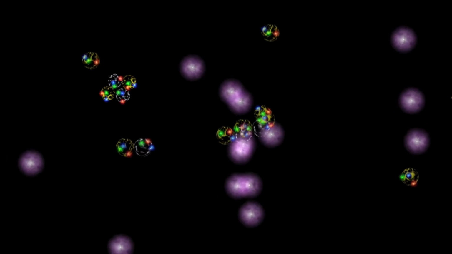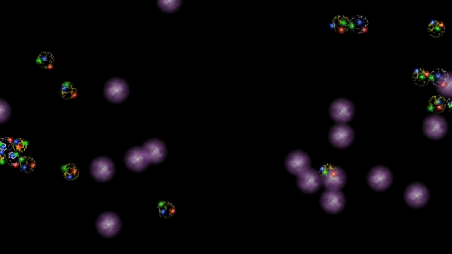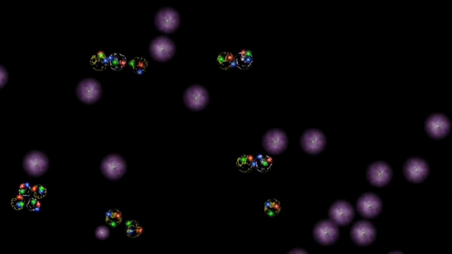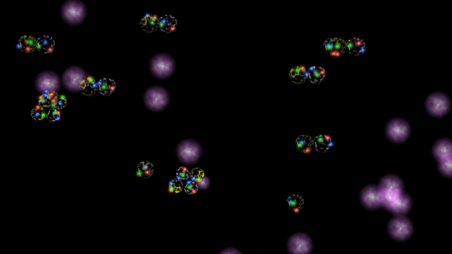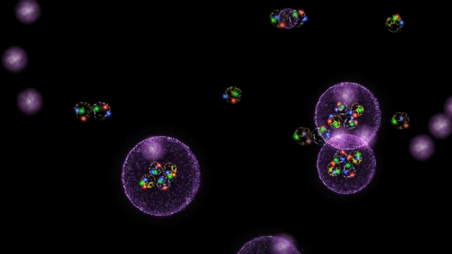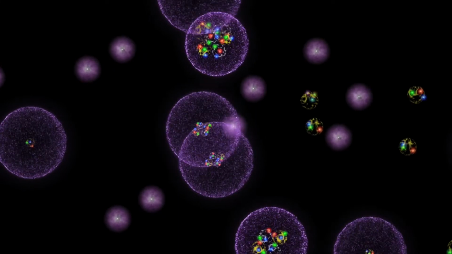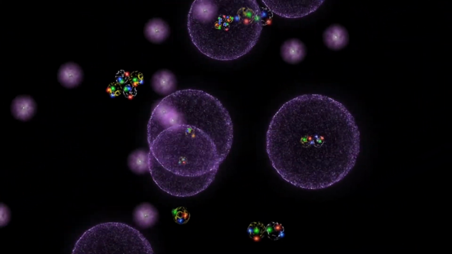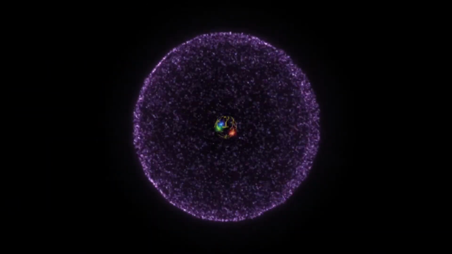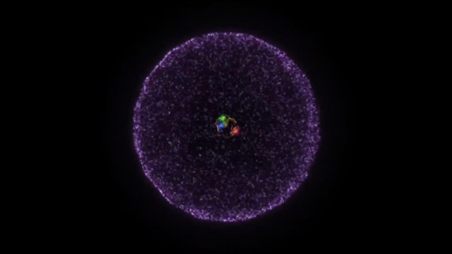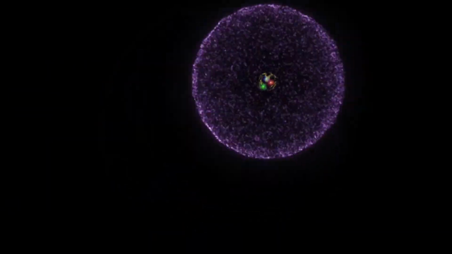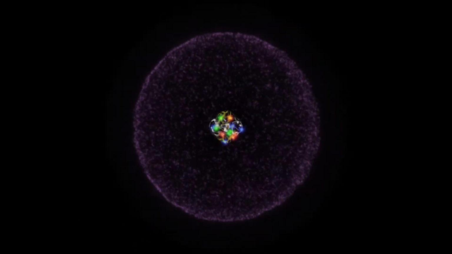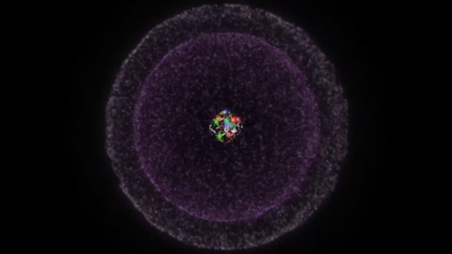Atoms are formed when the positively charged protons in the nucleus capture the negative electrons. Neutral atoms capture one negative electron for each positive proton in the nucleus. So, hydrogen has one electron to go with its one proton. Helium, 2 electrons.